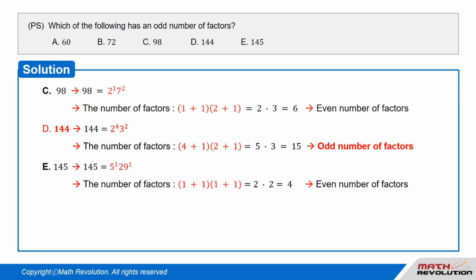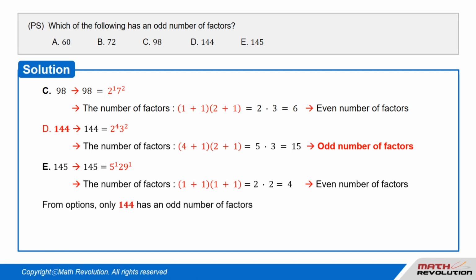E. 145. Now, 145 equals 5 to the power of 1 times 29 to the power of 1. So the number of factors is (1 plus 1) times (1 plus 1), which equals 2 times 2, which equals 4. Thus, 145 has an even number of factors.